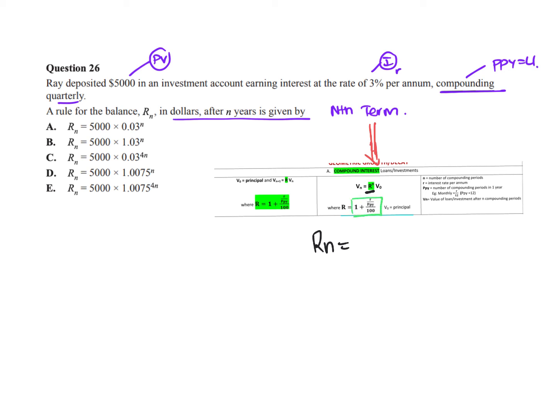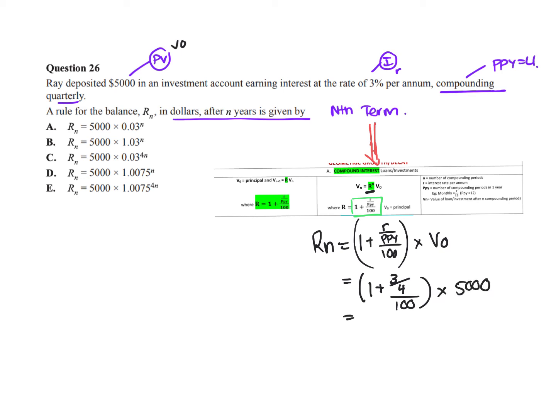So I'll write out the formula that I'm going to use. It's 1 plus r over PPY over 100. And then the formula says, so that's the R part, and then I'm going to times it by V0. Now, do we know what V0 is? That's what PV is. PV is always V0. Now, do I know what the little r is? I do, don't I? It's 3%. And what was PPY? It was 4, wasn't it? Because it's compounding quarterly. Over 100 times 5,000.